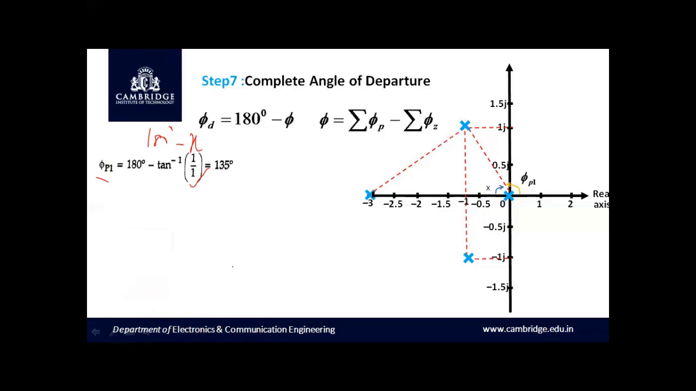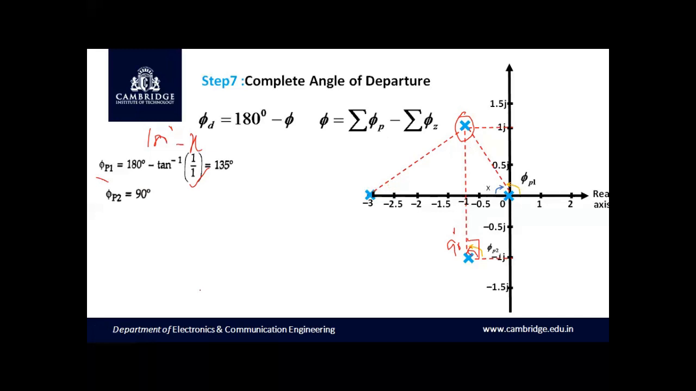Now let us calculate phi p2, that is the angle of contribution of the other complex conjugate pair towards the complex pole under consideration. It is seen clearly that this angle will be exactly equal to 90 degree. Therefore, I can write phi p2 as 90 degree.